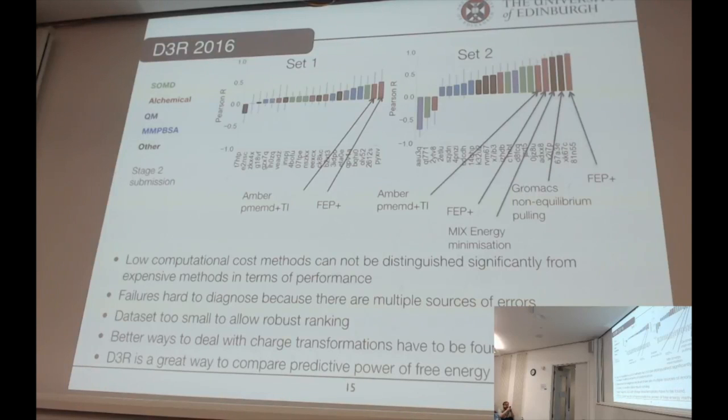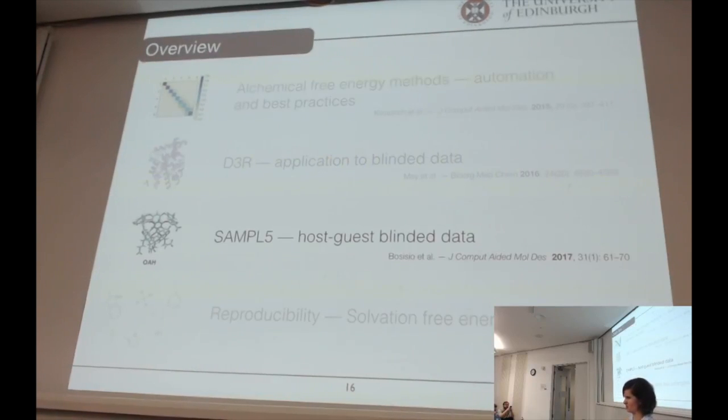There are massive issues with changes in charges in relative free energy calculations, which was also discussed yesterday. And D3R is a great way to actually compare different methods on blinded data sets. How much time do I have? 0. Okay.